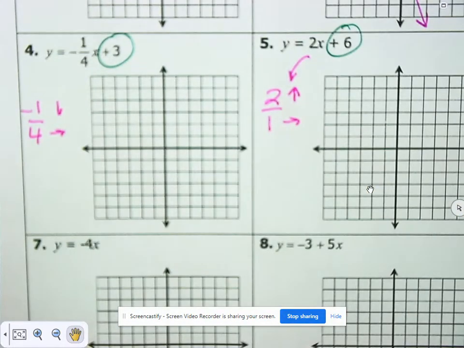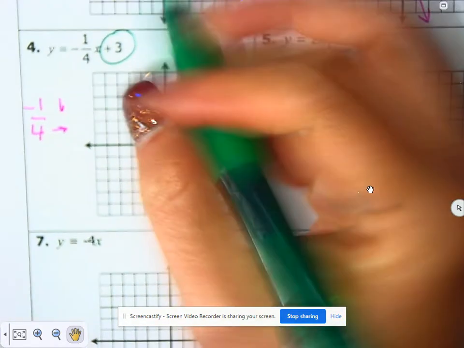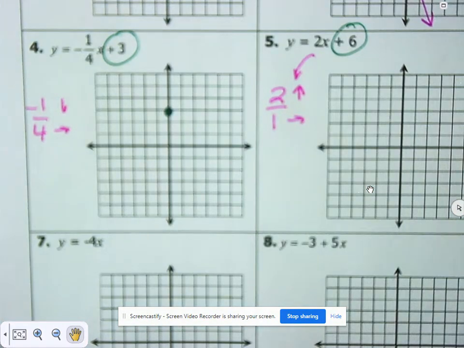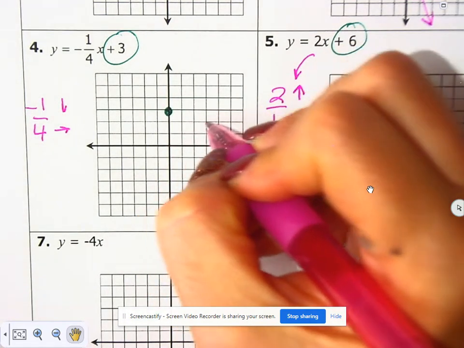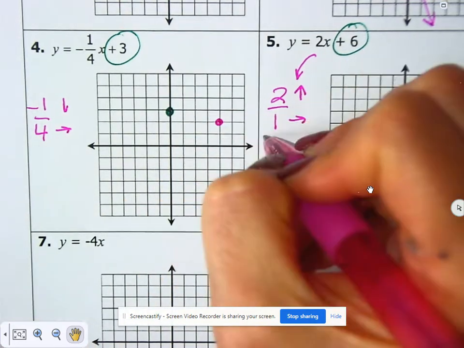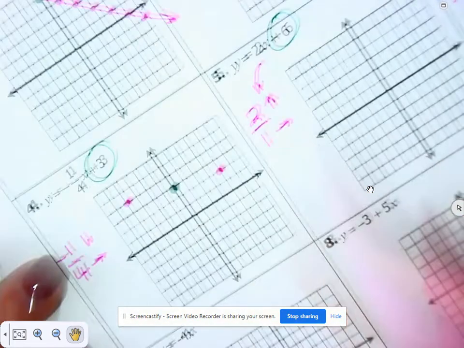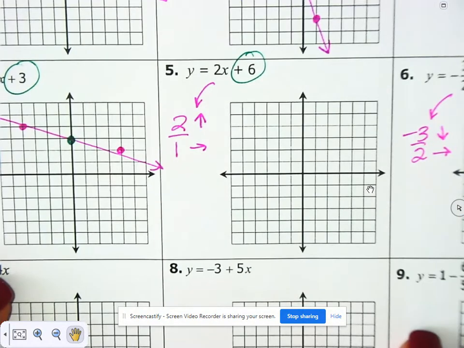All right. So start with the y-intercept, which is up 3, 1, 2, 3. And then from there, I want to go down 1. A little clearer. There we go. Down 1 and right 4. Okay, can't do that again, but I can go up 1 and left 4, and I'm still in line with my points.